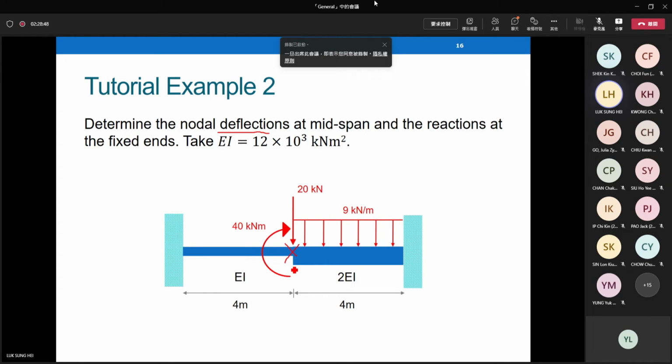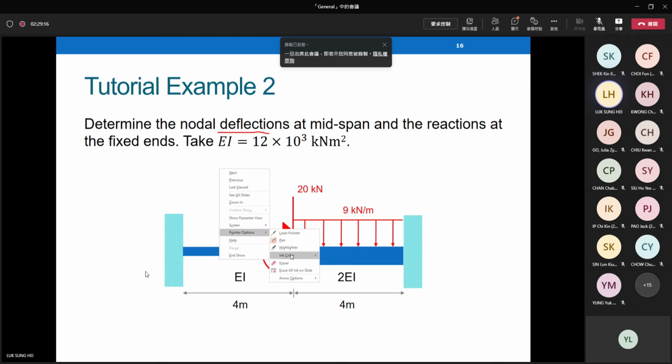Testing. Okay, example 2. In this example, can we just change the whole structure into one single element? The answer is no, you cannot do so. You cannot change the whole thing into one single element in this example.